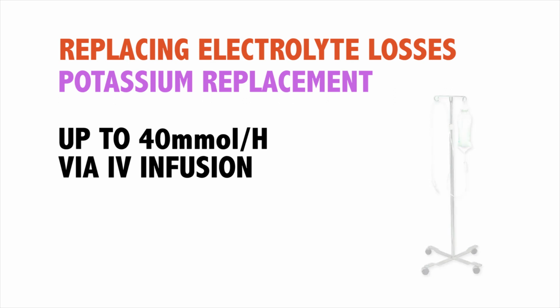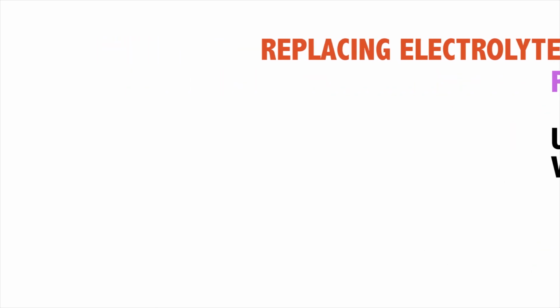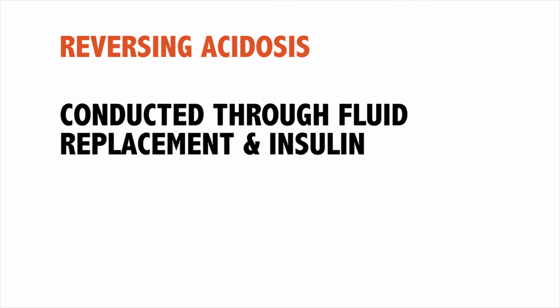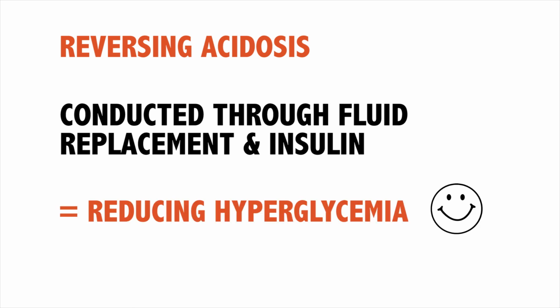Up to 40 millimoles per hour by IV infusion may be needed for several hours. Potassium must be infused even if the plasma potassium level is normal. Laboratory measurement of potassium is done frequently during the first 8 hours of treatment. Reversing acidosis. Acidosis is reversed with fluid replacement and insulin. Insulin inhibits fat breakdown, prevents ketosis, and reduces hyperglycemia.